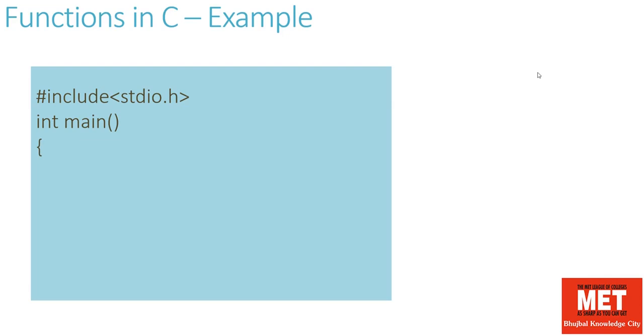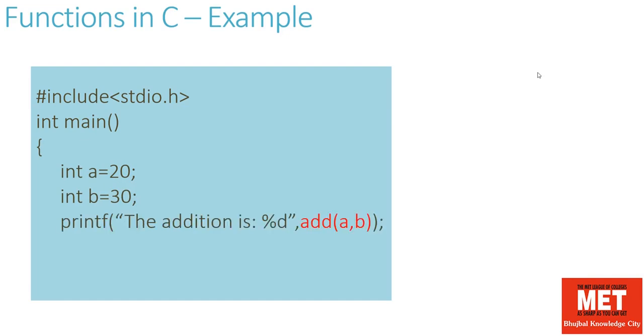So let's write one program with one variable a is equal to 20, then b is equal to 30, and then I'm calling the function add a comma b, and at the same time I'm passing the result. I'm printing the value of result using a printf statement. I have to return 0 and then the closing curly bracket. This is how we can call a function from a program.